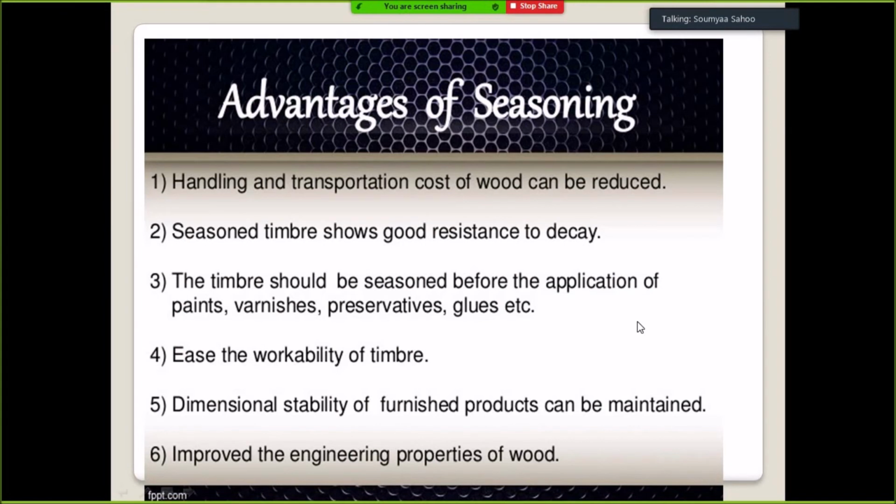These are the advantages of seasoning. So handling and transportation cost of wood can be reduced. Seasoned timber shows good resistance to decay. The timber should be seasoned before the application of paint, varnish and preservatives. The ease of workability of timber and dimensional stability of finished product can be maintained. It improves the engineering properties of wood.